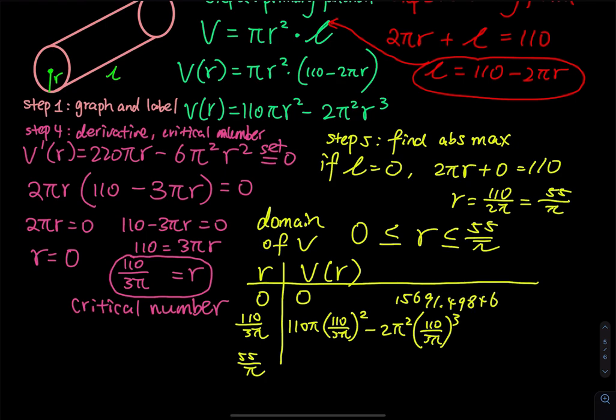91.49846. Let me make sure this is right. 156,91.49846. And then when r is equal to 55 divided by pi, the volume is equal to 0. So therefore, there is an absolute maximum when r is equal to 110 divided by 3 pi.